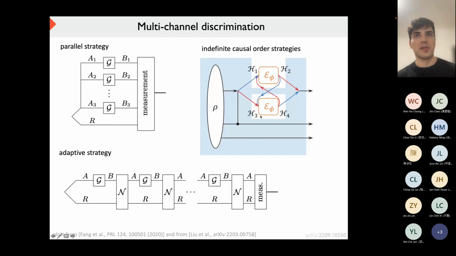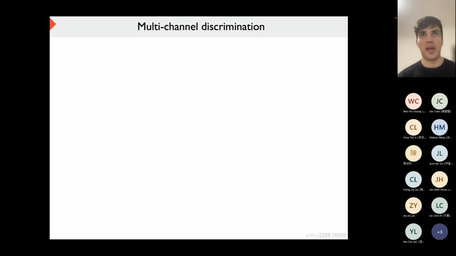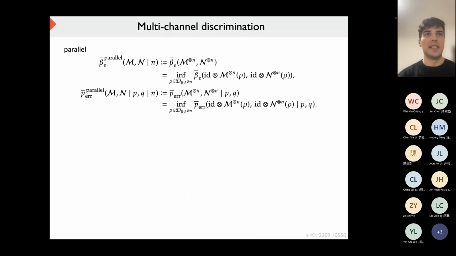So it is also important to understand if we could improve using these more exotic protocols, for example, indefinite causal order strategies. And in general, these are difficult questions to answer because we would like to understand the exponents for all such different strategies. So what can we do? Well, it's easy to define parallel strategies. A parallel one is just we apply a tensor product of channels, and this is the basic definition of the error between channels.